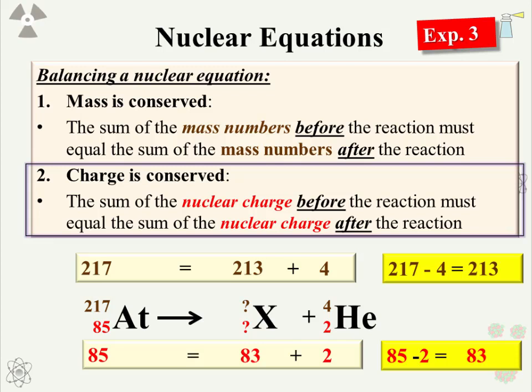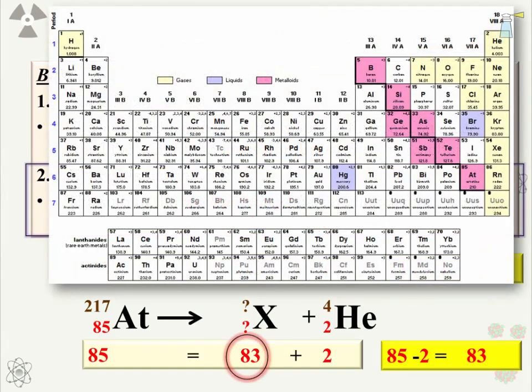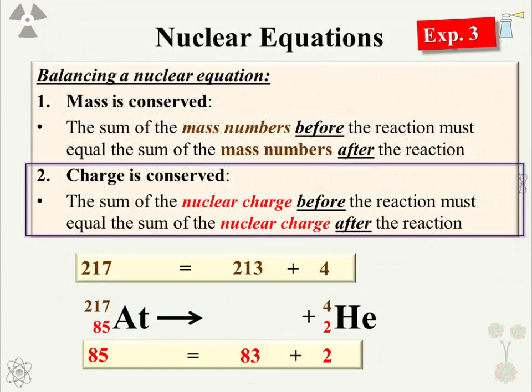To identify the unknown, we take the number of protons to the periodic table. 83 protons is an atomic number of 83, and that is bismuth, just like it was supposed to be. With a calculated mass number and nuclear charge, the equation can be properly completed.